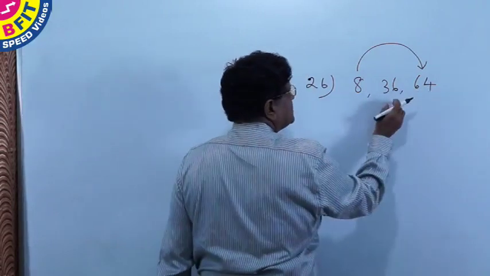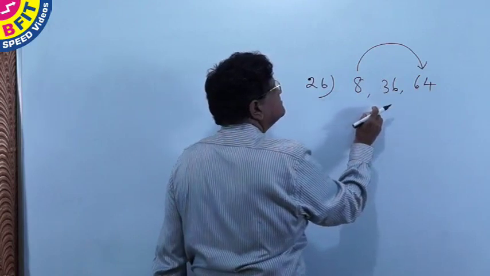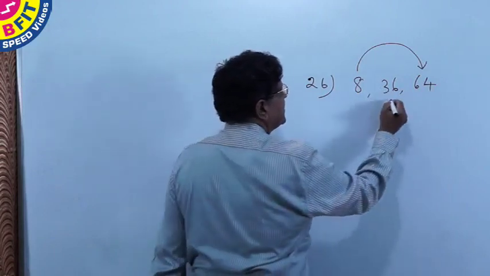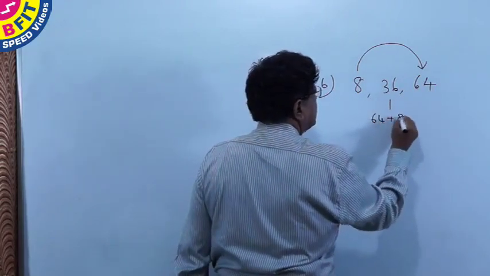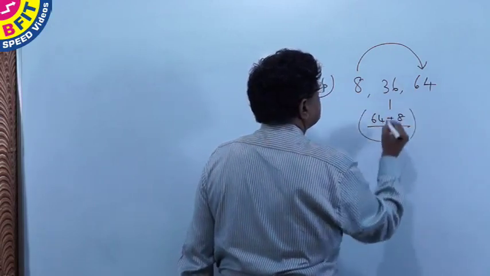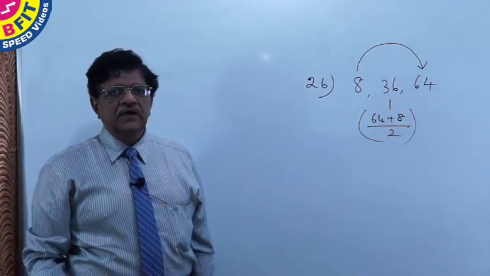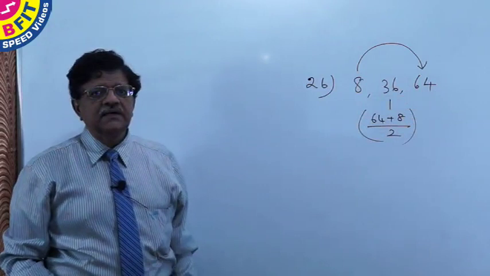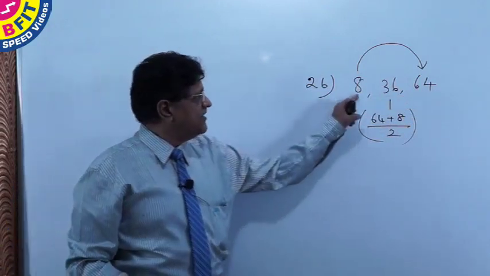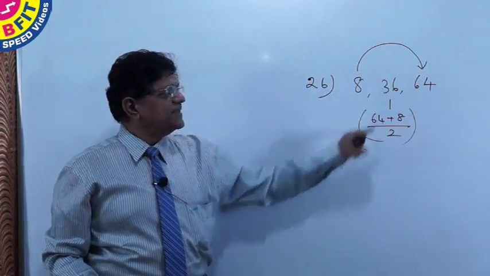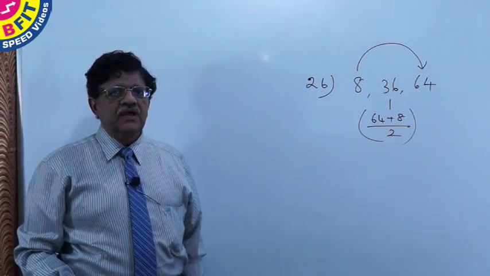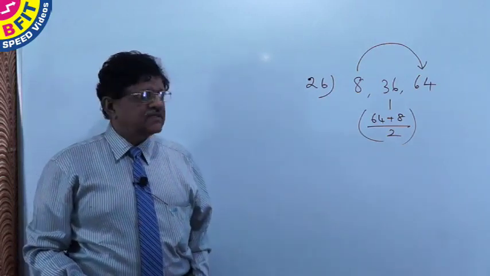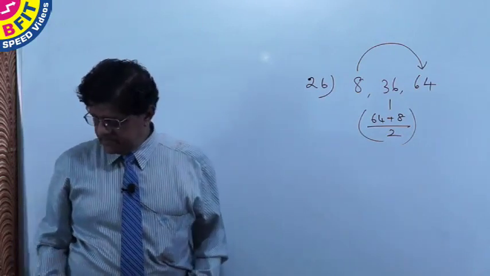Half of 64 is 32. Half of 8 is 4. 32 plus 4 is 36. Therefore 36 is calculated by 64 plus 8 divided by 2. The logic of the number is, the first number is squared and written in the third place. Then we find the average between the first number and the third number and write it in the middle. If this is the logic, then which of the answers must be the correct answer?